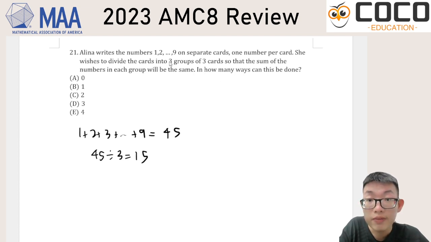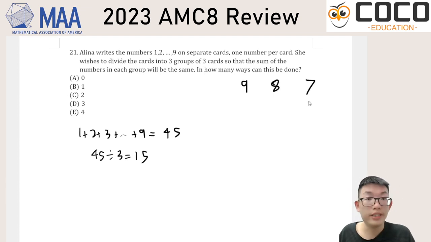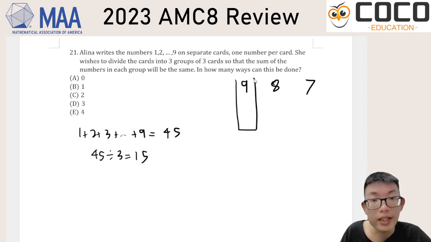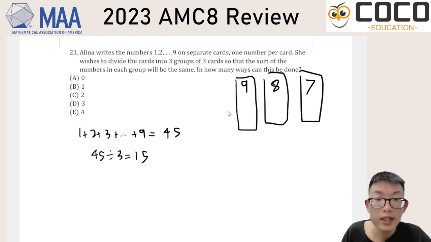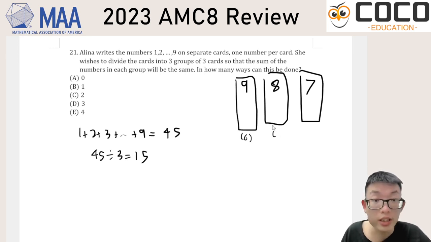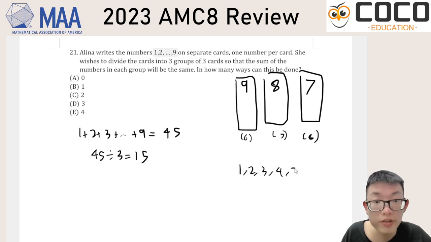And how I like to think about it is that I have got three very big numbers, and the three very big numbers cannot go into the same group because even 8 plus 7 would already be 15. So I can think of this as the 9 group, the 8 group, and the 7 group. And I need another 6, 7, and 8 more to reach the total of 15. Right, so my numbers, of course, I'm left with 1 to 6.